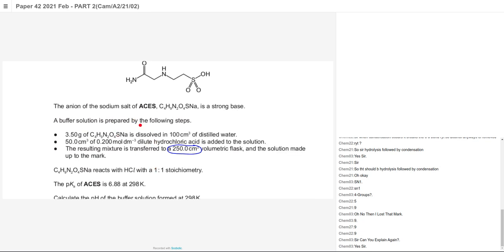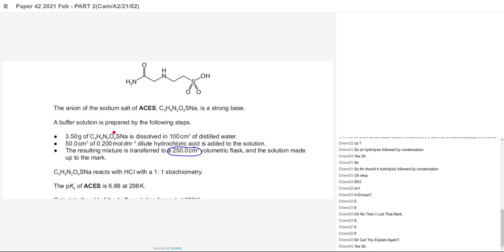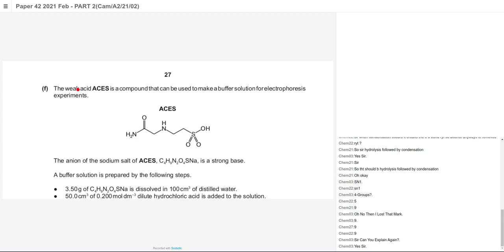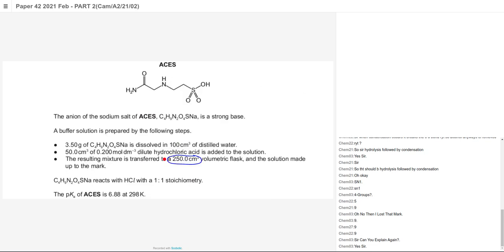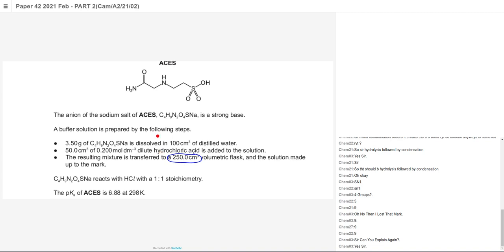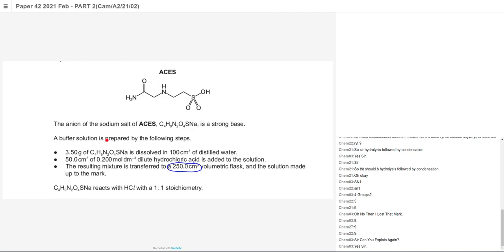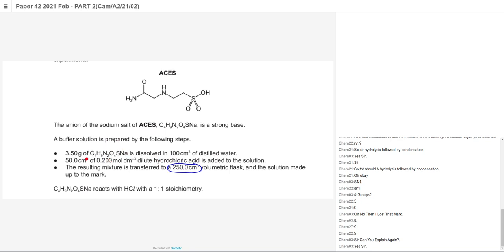When you add the hydrochloric acid, part of this salt will react with the hydrochloric acid. Why is this salt reacting with hydrochloric acid? Because the salt is a strong base. Salts of weak acids are bases. That's why it's reacting with hydrochloric acid. So what happens when the salt reacts with hydrochloric acid? It forms the acid again, the weak acid. We don't have the weak acid here. We have the salt and the strong acid. Salt and strong acid will never give you a buffer. It should be the salt and weak acid.